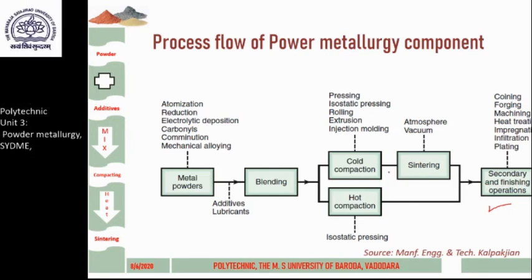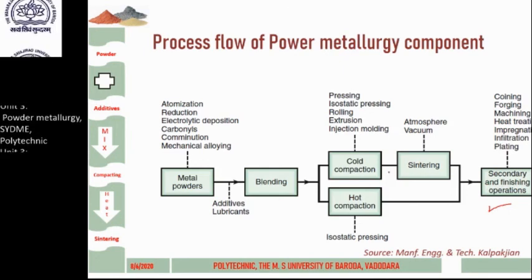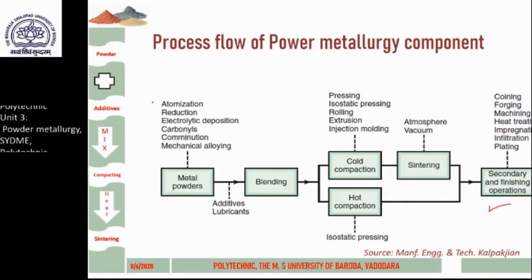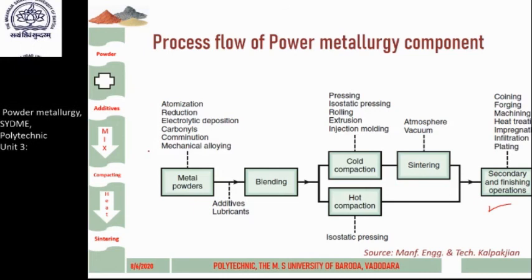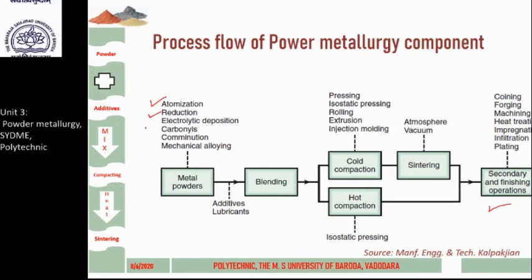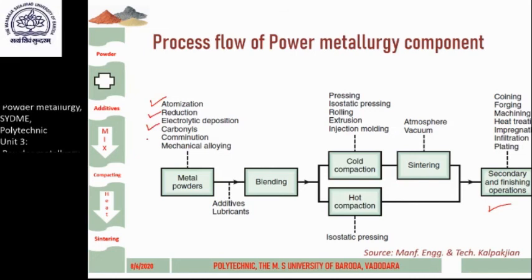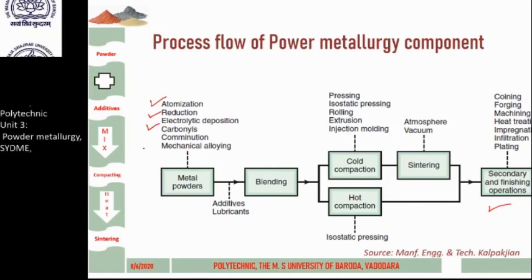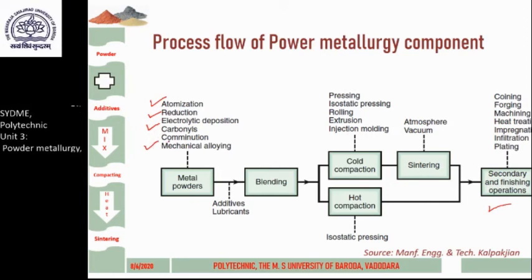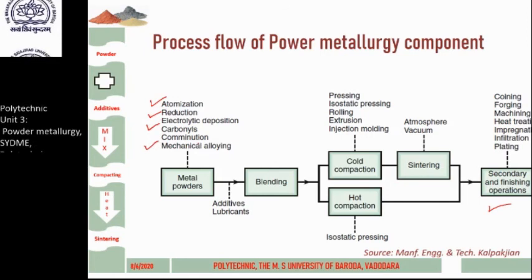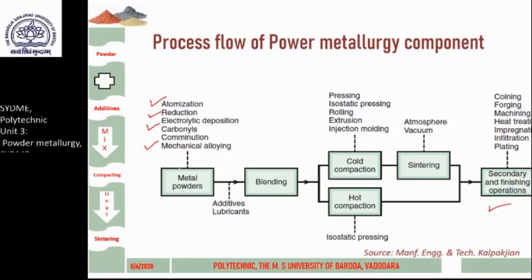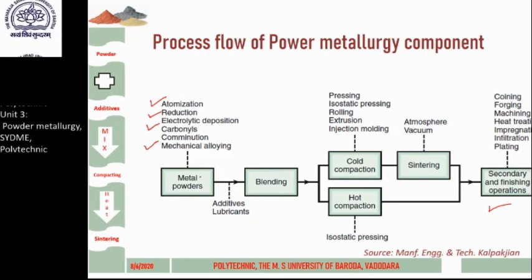Okay. So I'll briefly explain quickly what are the different metal powder producing processes: atomization, reduction, electrolytic deposition, carbonyls, and mechanical alloying. We will study these processes in more detail, that is different types of processes used for making metal powders.